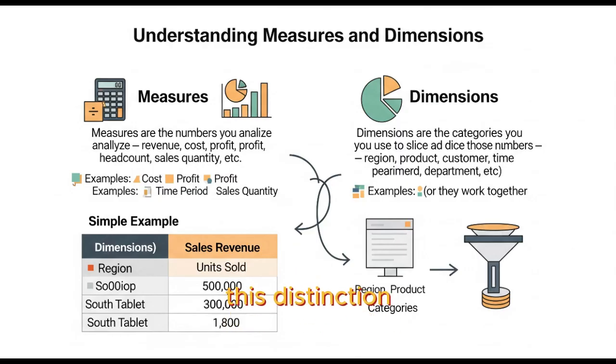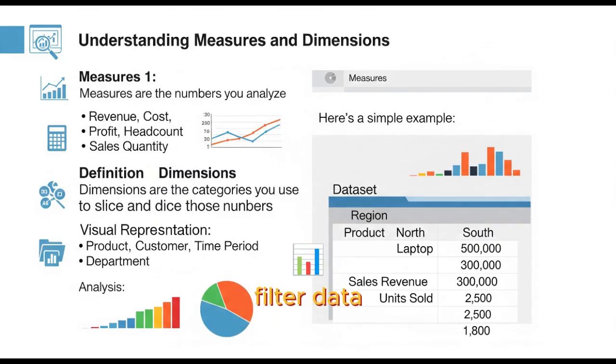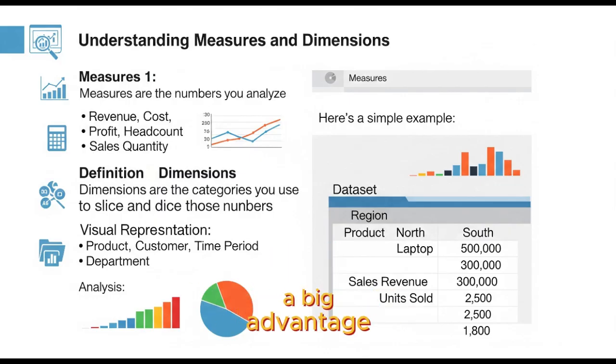In SAC, this distinction becomes very powerful. You'll be able to filter data by region or product while comparing different measures. Understanding this concept early on will give you a big advantage.